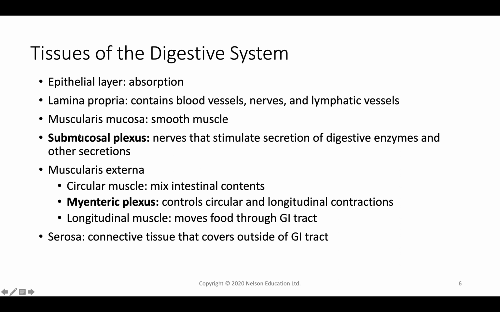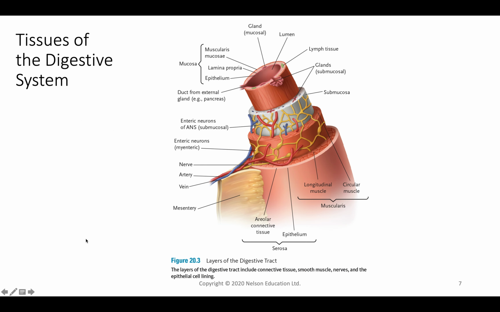So we have these plexus here that are shown in bold. That's going to be your nervous tissue that's going to be responsible for the control of digestive enzymes for the submucosal plexus and the contractions of the muscle for the myenteric plexus. All right. We also have a serosa layer, which is a connective layer that's going to line the entire outside of the GI tract. So this is what we're going to see in terms of the layers of the GI tract as we travel through.